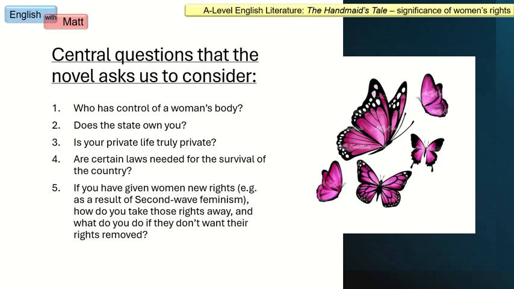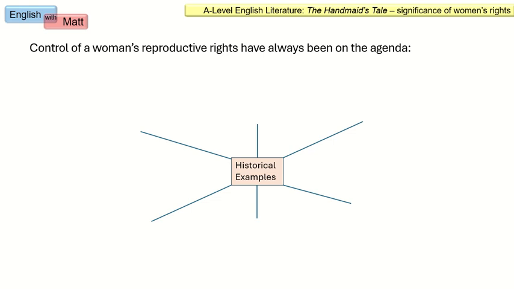As you may know, if you're studying or have researched this novel, Atwood has been very clear and has said that nothing in this novel is made up. Everything has a precedent. I just want to give you 6 examples of how a woman's reproductive rights have always been on some kind of political agenda, from different parts of the world.